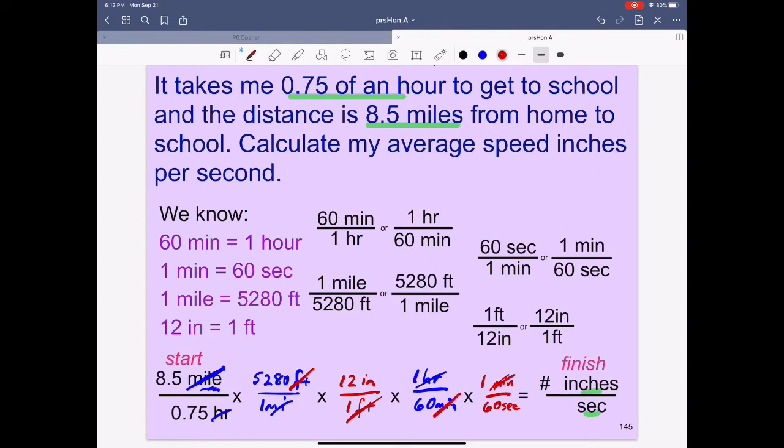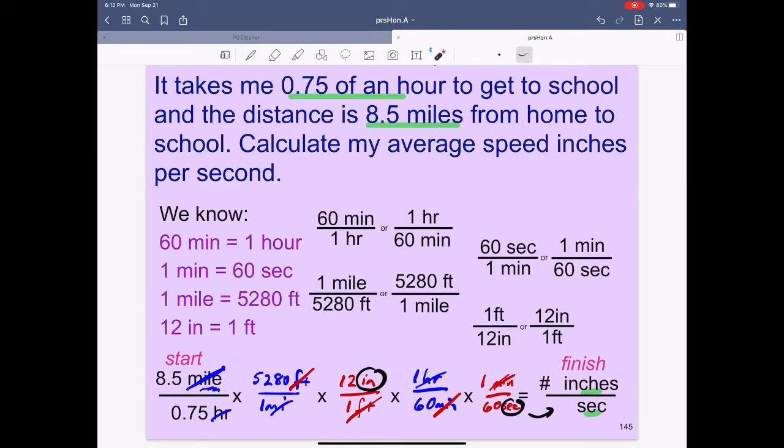And since the only units left standing are inches per second, if we do the math on this string of multiplying and dividing, we'll end up with a value that will tell me my speed in inches per second. Obviously, we're not going to do any dividing by 1. We're not going to need to multiply by 1s because you certainly know that's not going to change the value.